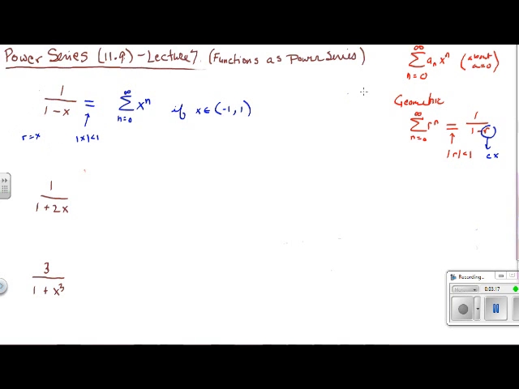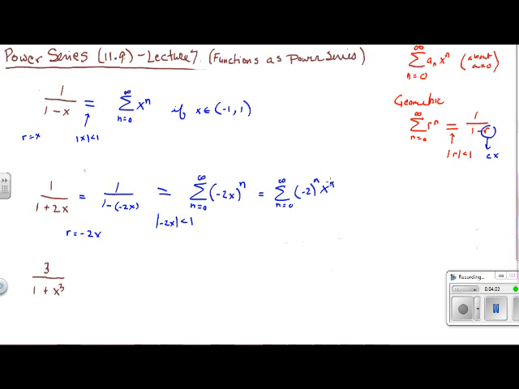Now the other one can be written as 1 over 1 minus r for some r. And what is my r going to be? Well, let's rewrite that. That's 1 over 1 minus 2x, right? So r is equal to minus 2x. And as long as the absolute value of r, which is minus 2x, is less than 1, then this is going to equal the sum n equals 0 to infinity of (minus 2x) to the n, which can be written as the sum of (minus 2) to the n times x to the n.